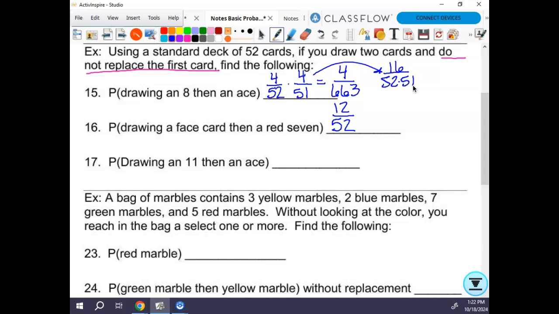All right. And then a red 7. How many red 7s are there? 2, because there's 4 7s, 2 of them are red. So it's going to be times 2 over what? 51 again. And then the final reduced answer, whatever it is, 2 over 221.